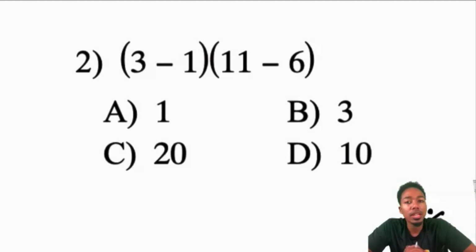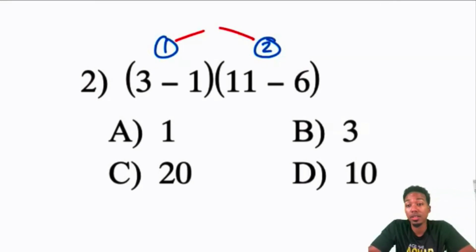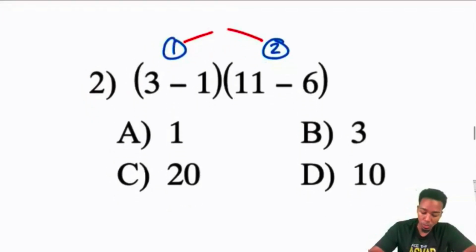So with that, let's get to it here. We got two parentheses here. And so what we're going to do is take care of parentheses number one, take care of parentheses number two, and then we will multiply them together. That's it. Again, you want to eye things out and see this. So everybody, 3 minus 1, what is that going to give us?